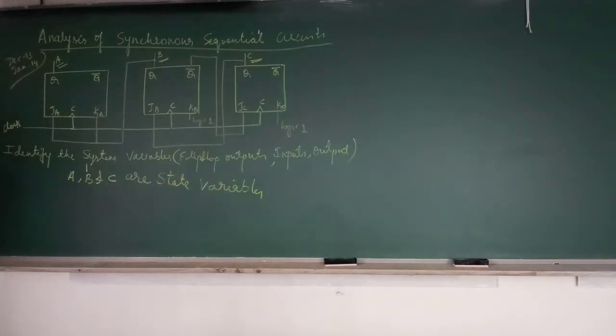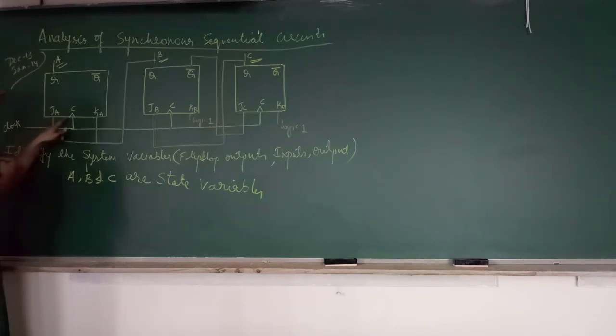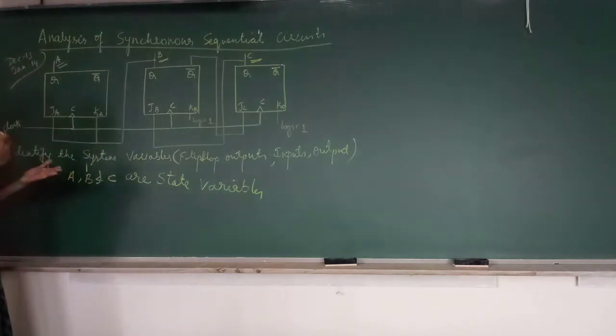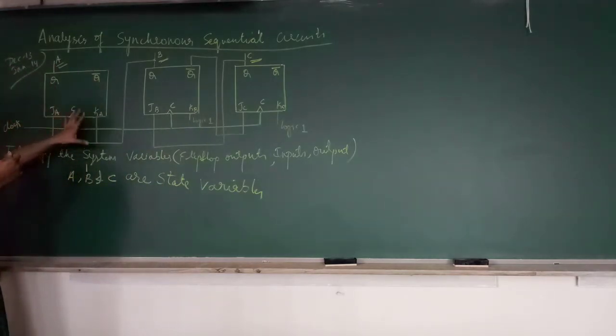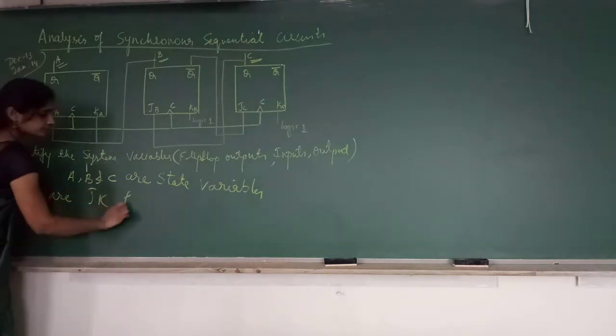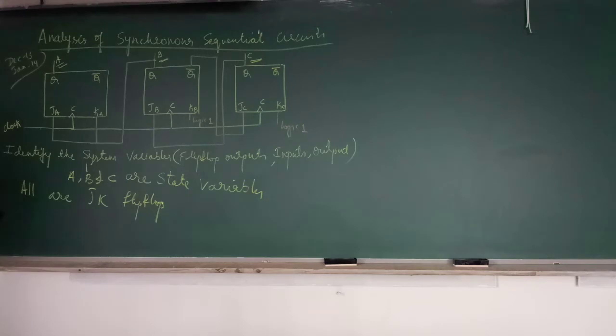Then the second step, identify the flip-flop type. Look at this circuit and see what flip-flop they have used. All the three flip-flops are JK flip-flops. I say this because sometimes in a circuit one flip-flop will be JK, one will be T, one will be D, one will be SR, so one flip-flop will be different. But here in this problem all the flip-flops are JK. So second step, all are JK flip-flops.